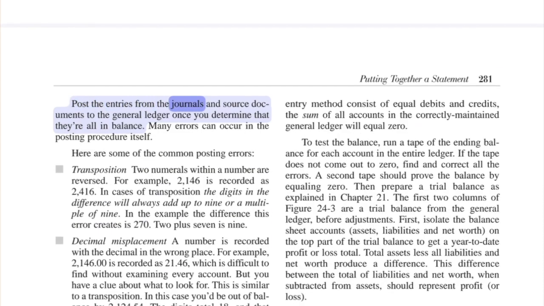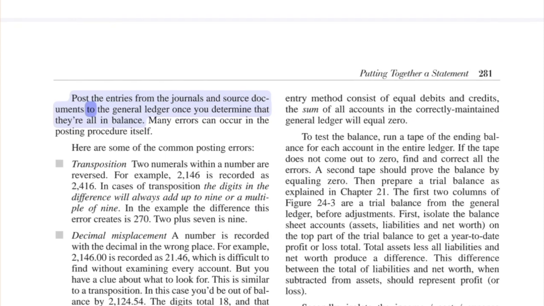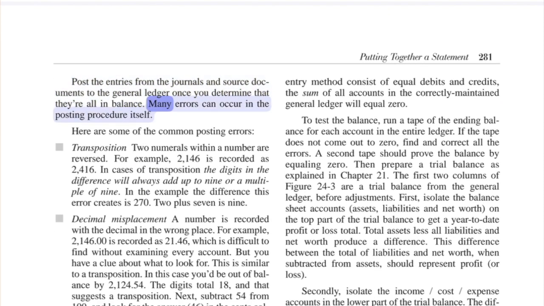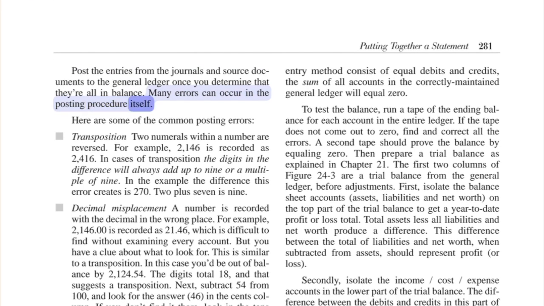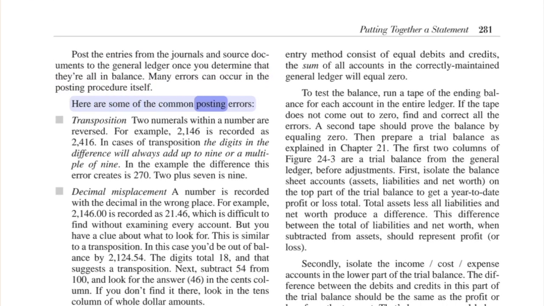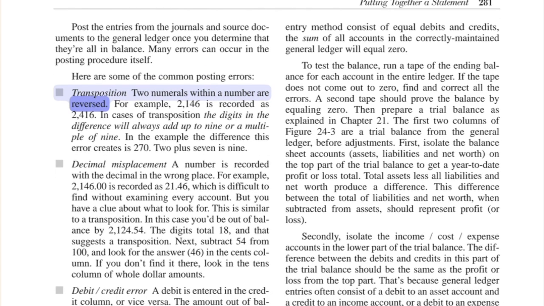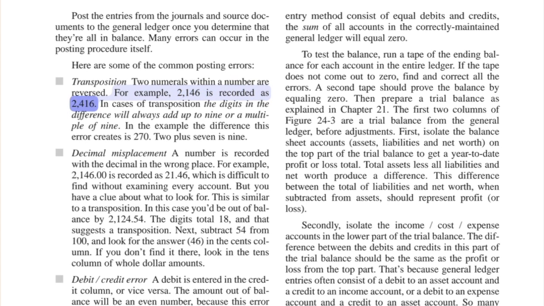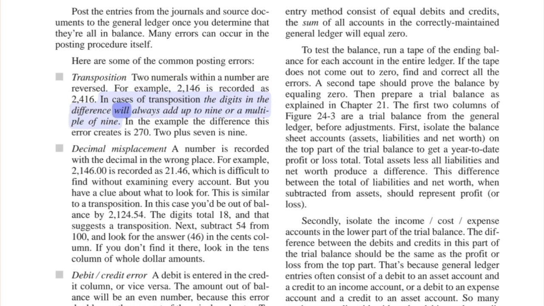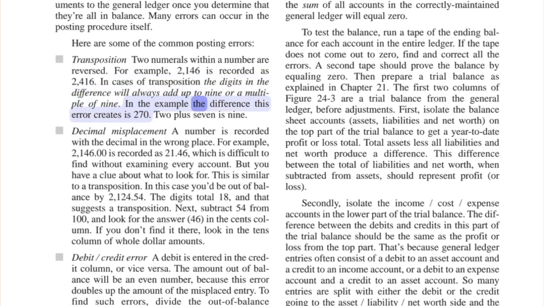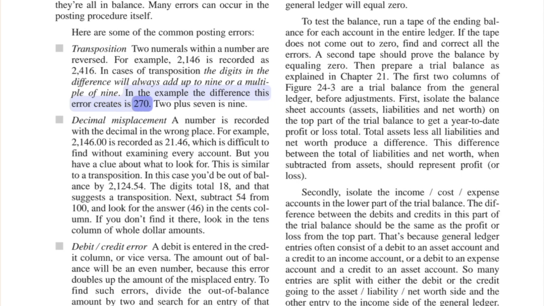Post the entries from the journals and source documents to the general ledger once you determine that they're all in balance. Many errors can occur in the posting procedure itself. Here are some of the common posting errors. Transposition: two numerals within a number are reversed. For example, 2,146 is recorded as 2,416. The difference will always add up to 9 or a multiple of 9. In the example, the difference this error creates is 270. 2 plus 7 is 9.